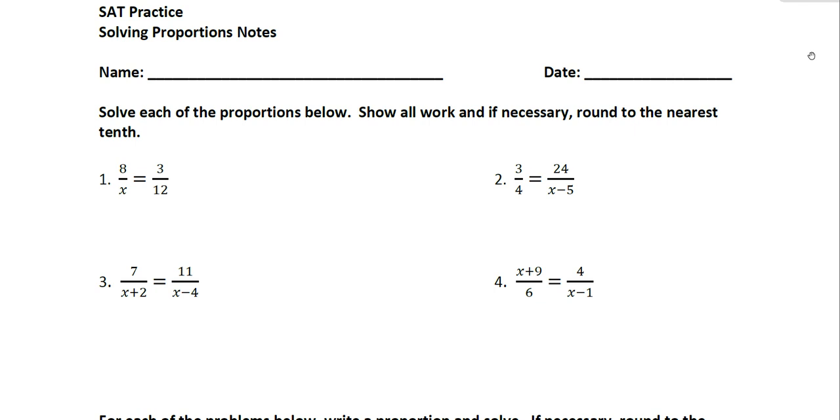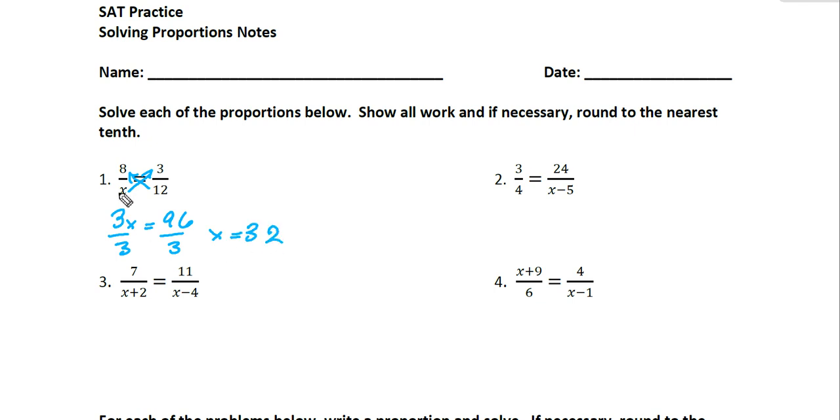So let's take a look at the first 4 examples. These are just straightforward proportions examples. Now in the first one, usually when we solve proportions, we just cross multiply and divide, or cross multiply and solve is what I like to say. If we cross multiply, we get 3x equals 96. And then divide by 3 on both sides, and we get x equals 32.